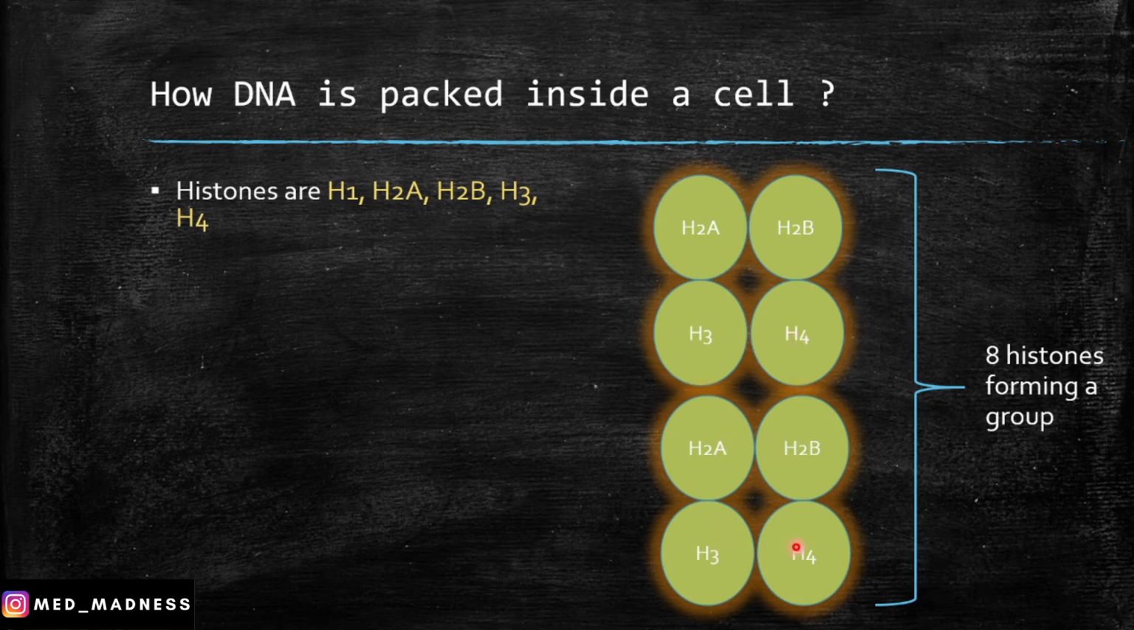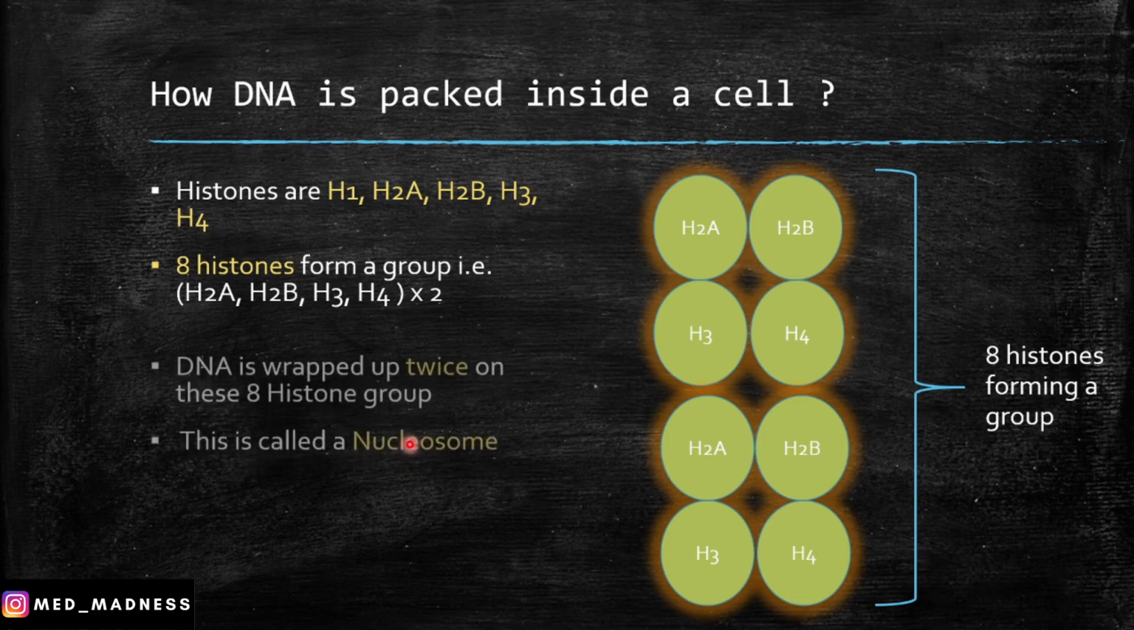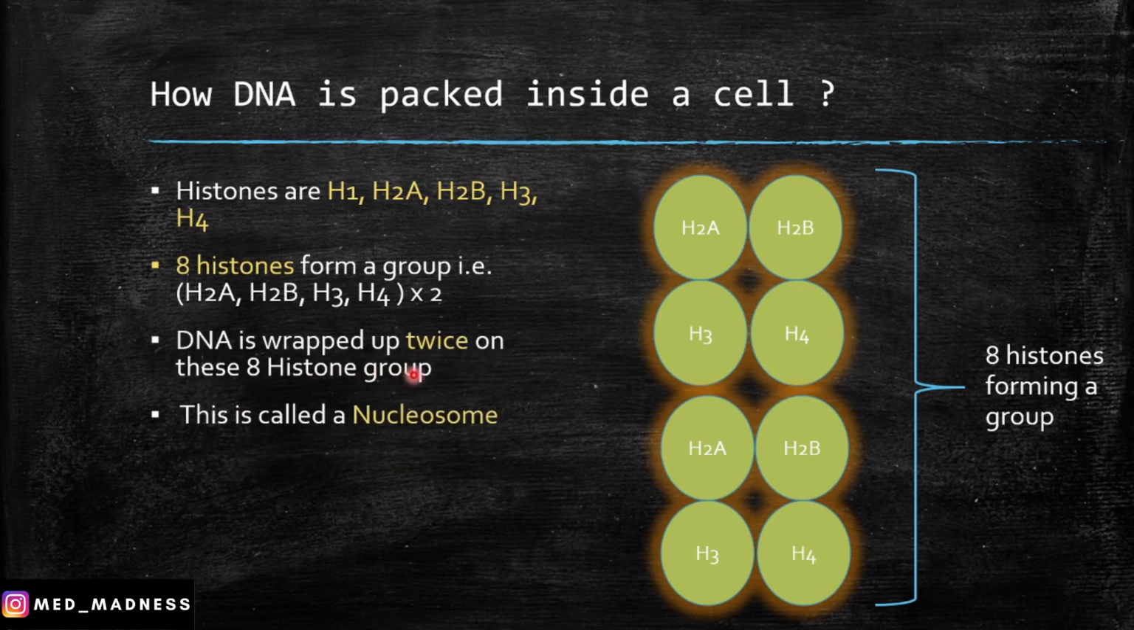2A, 2B, 3 and 4. So these 8 histones form a group, 2A, 2B, 3 and 4 into 2. In this group the DNA is going to wrap up twice. So the DNA is wrapped up twice on these 8 histone group. This is called a nucleosome.